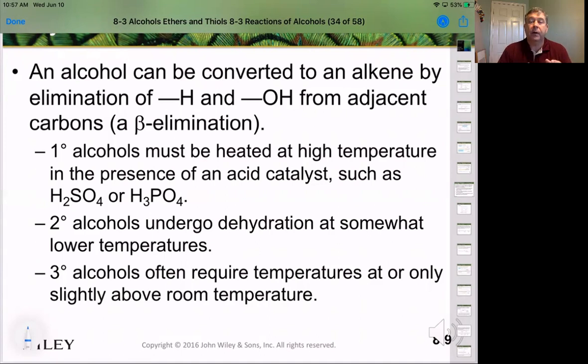So in the case of primary alcohols, we heat this with very high heat with an acid catalyst like sulfuric acid or phosphoric acid, and it typically takes some other catalyst to make this happen. It happens at like 200 to 300 degrees C, but it will eliminate water and generate an alkene through beta elimination. The secondary alcohols undergo this dehydration a little bit easier at slightly lower temperatures, and tertiary alcohols require only slightly above room temperature and less strong acids.